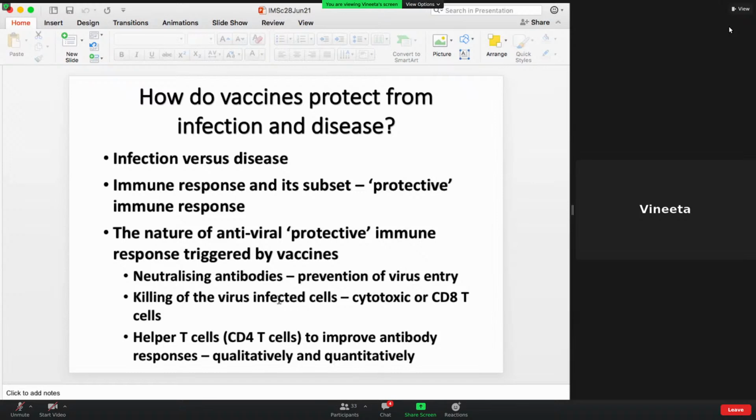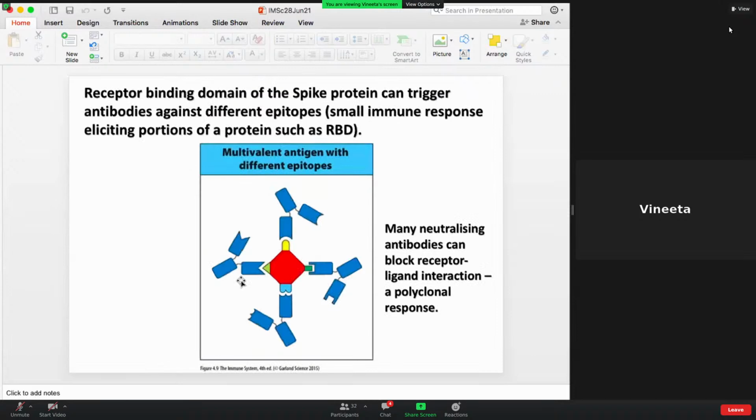The killing of such virus-infected cells by cytotoxic or CD8 T cells, as I showed you in the previous slide, also forms a protective immune response. The third component mentioned here is the helper T cells. These T cells tend to improve the quality and quantity of the antibodies produced, such as the neutralizing antibodies. So all three components are important, but to lesser or greater extent. This is something that I'm going to explain in the context of variants.